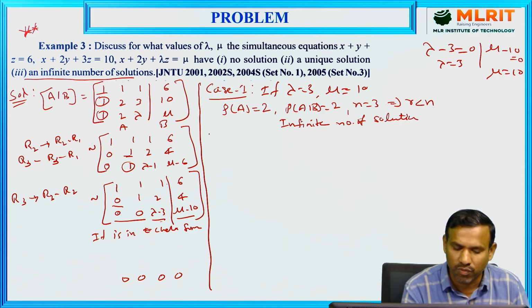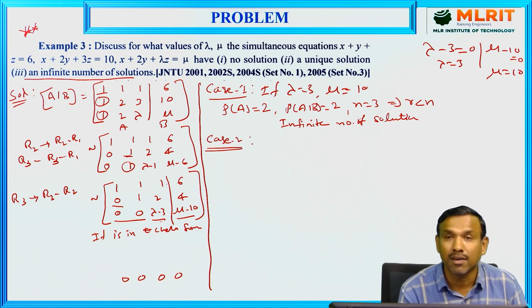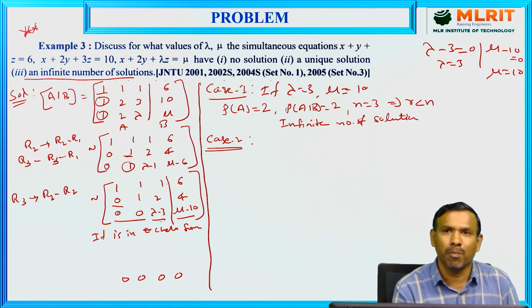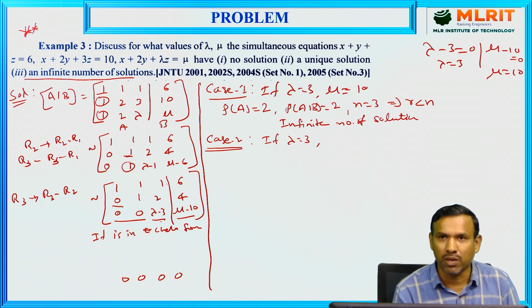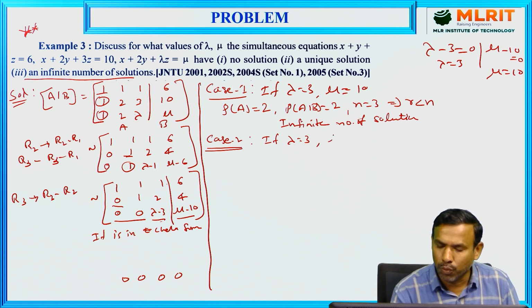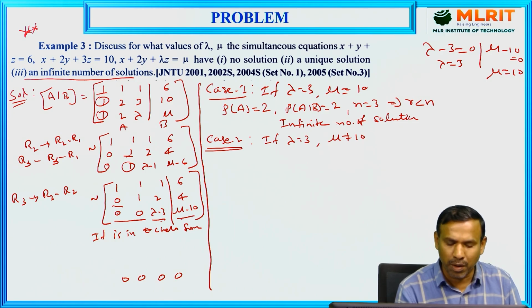Next, one more case we discuss, the second case. What is the second case here? Another case. One I will make 0, another one I will not make 0. See, lambda is equal to 3, so this term will become 0. And mu not equal to 10, which means this will become non-zero. This term is becoming 0, this term is not equal to 0, this is not equal to 0, this is equal to 0.